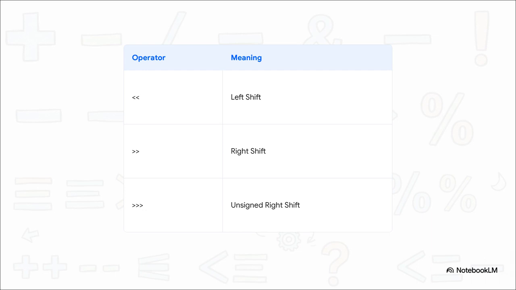Building right on top of that, we have shift operators. These guys literally take the sequence of binary bits that make up a number and physically shove them to the left or to the right. A left shift fills the new empty spaces with zeros, a right shift does the same thing, and an unsigned right shift guarantees that zeros fill in from the left regardless of the original number's sign. This drastically alters the integer's value, essentially doing rapid multiplication or division by 2 with maximum processing efficiency.